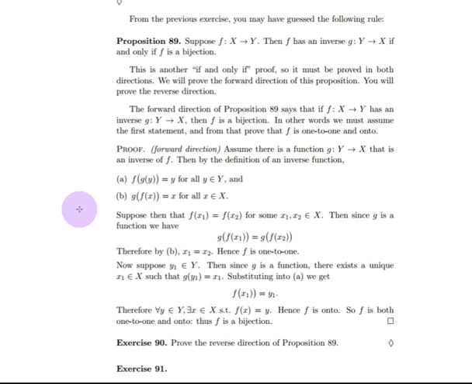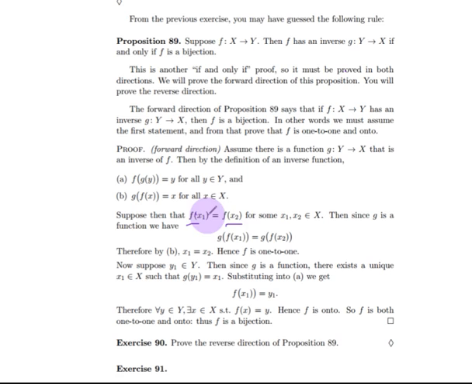Okay, so here's how we do one-to-one. Suppose then that f of x1 is equal to f of x2. Now it looks like in this one they proved it the other way. They're assuming that the two function values are equal, and that means that the two original values x are equal. So this is another way to do it. They apply g to both sides, and then notice that g of f of x1 must be equal to x1 by part b.